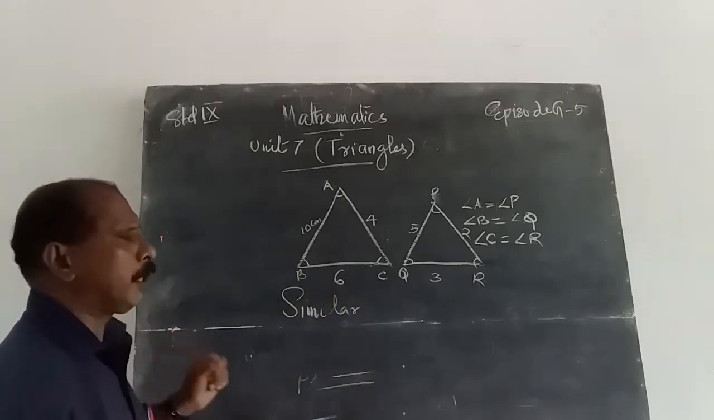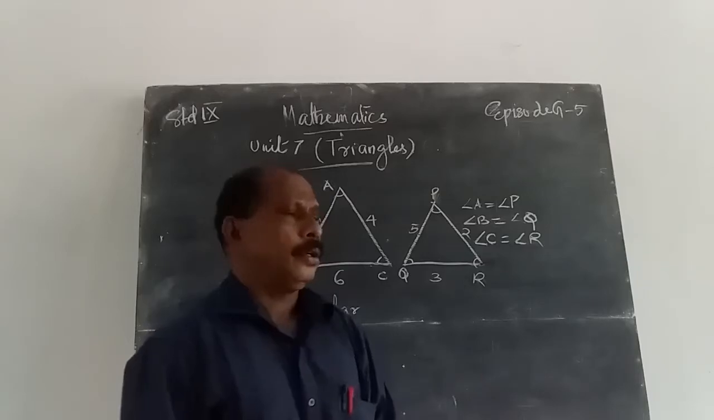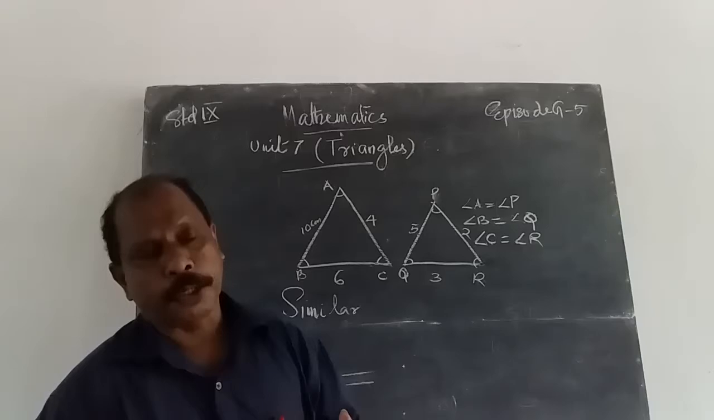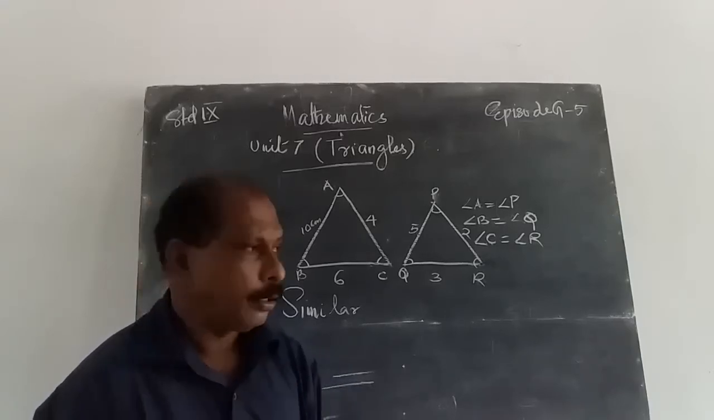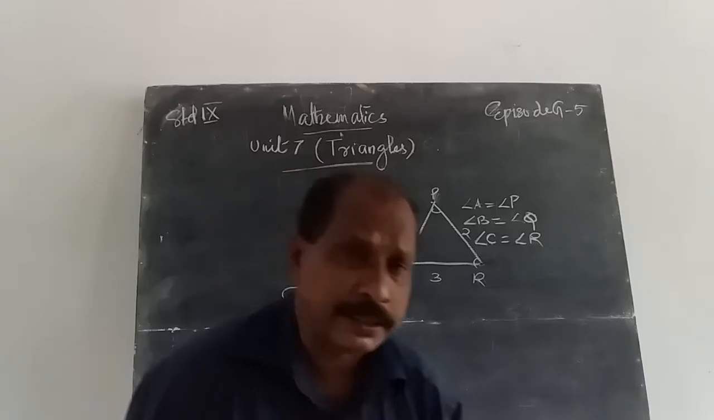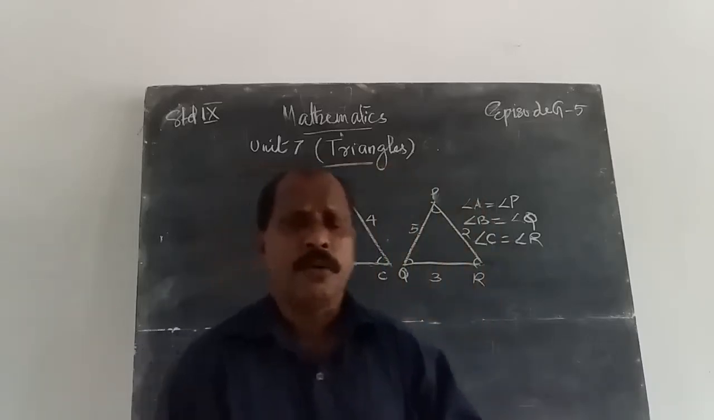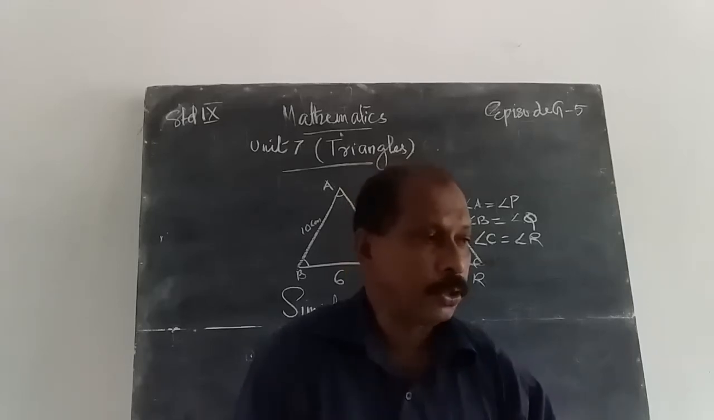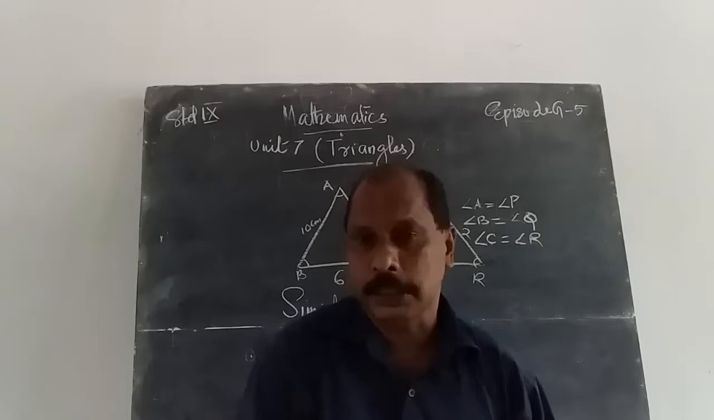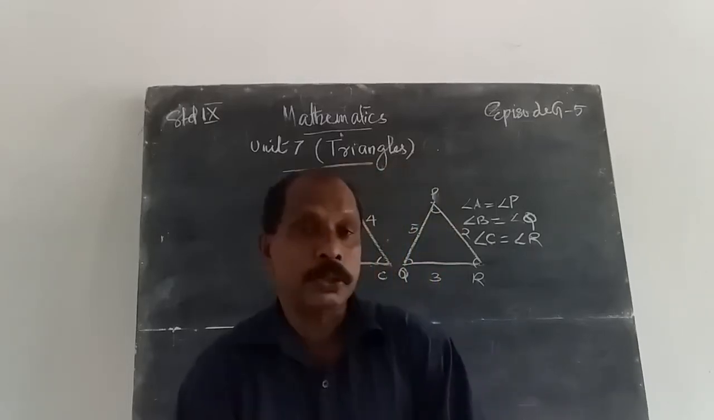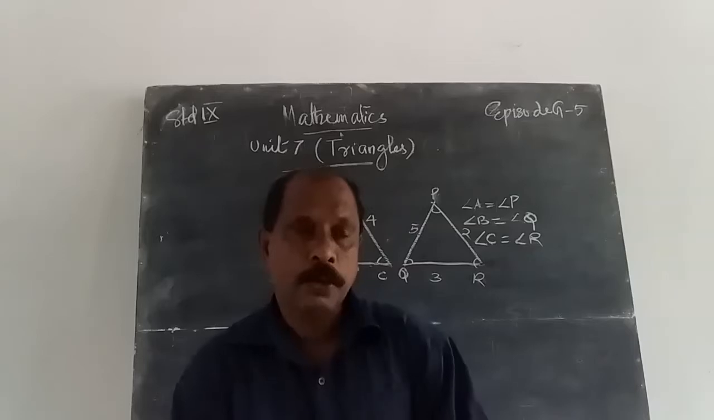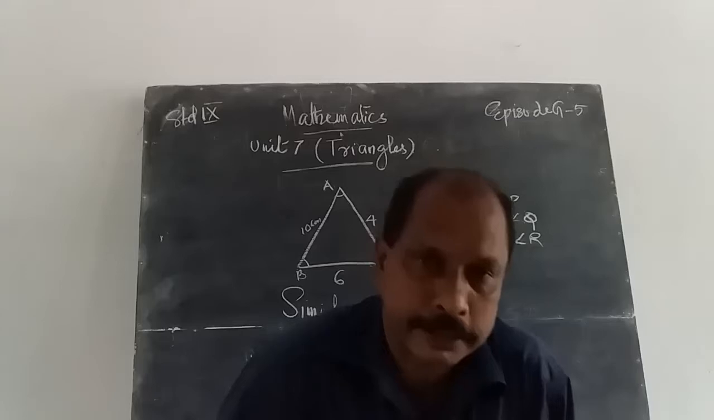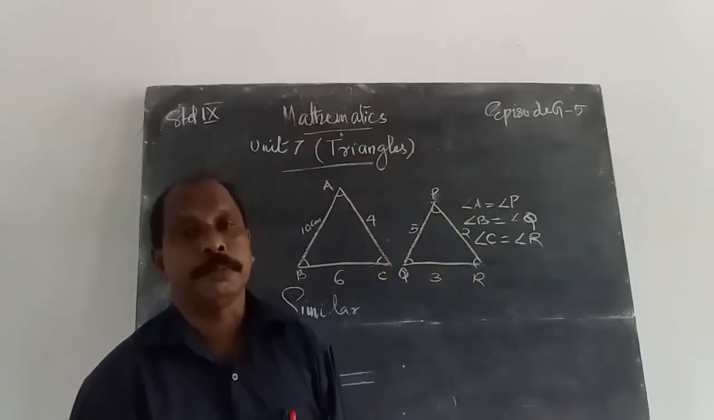Similar triangles. And what are similar triangles? The angles of a triangle are equal to the corresponding angles of another triangle, and their corresponding sides are proportional. Proportional means if one increases, the other also increases; if one decreases, the other also decreases. That proportion is known as directly proportional. If one increases, the other decreases, that means the variation takes place in the opposite direction, so it is known as inversely proportional.